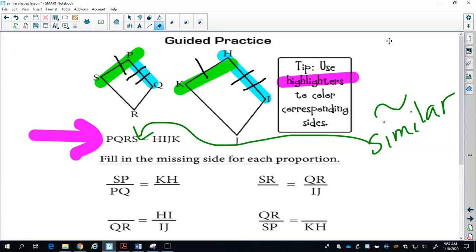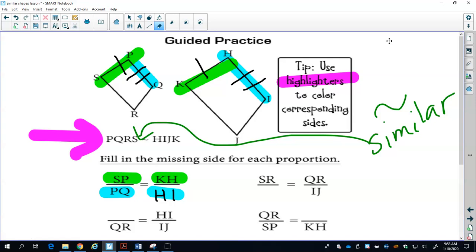And so down here, if we want to keep in spirit with using the highlighters, we can even highlight our letters. SP is to KH as PQ is to, and we're going to fill in right here, HI. So all you're doing is figuring out the trapezoid on the right is similar to the one on the left. We know that's true already. We just need to learn how to match up the corresponding sides.